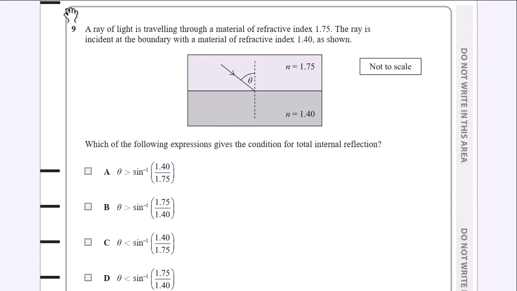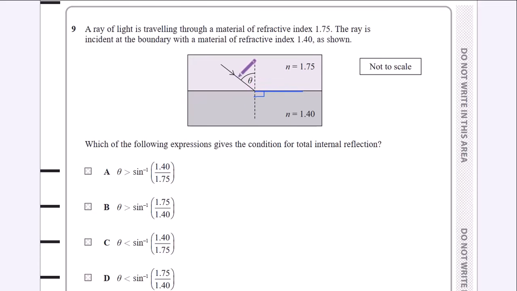Right. So we all know that for total internal reflection, the angle of incidence in the higher refractive index medium should be greater than the critical angle. And what is the critical angle? Critical angle is the angle of incidence in the higher refractive index medium for which the angle of refraction is 90 degrees. This is the very common definition of critical angle, which I've also included in the definition sheet. And the link is given in the description.